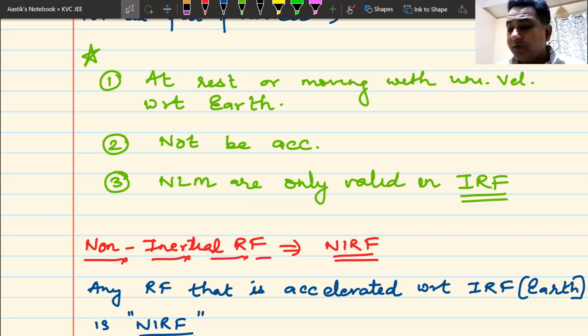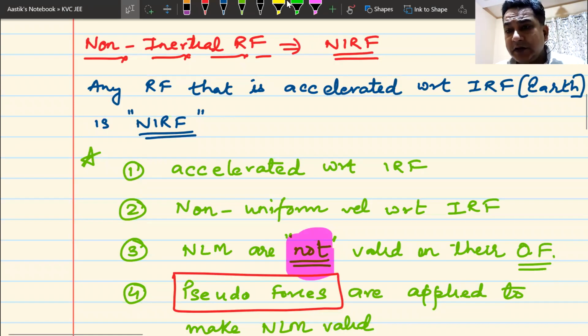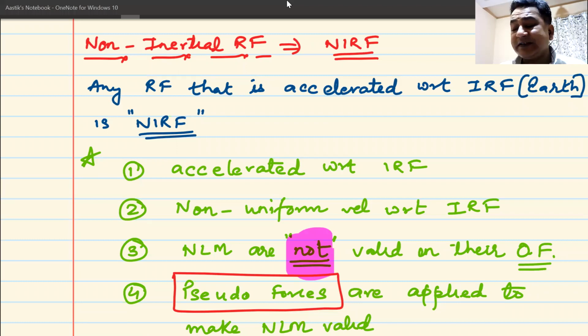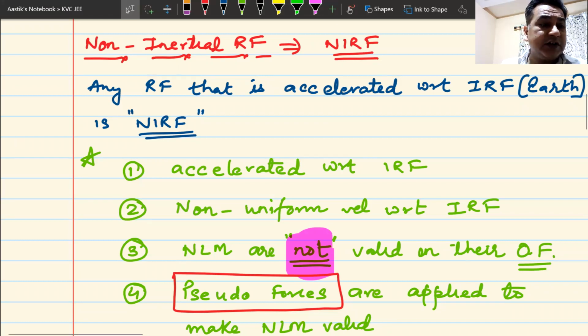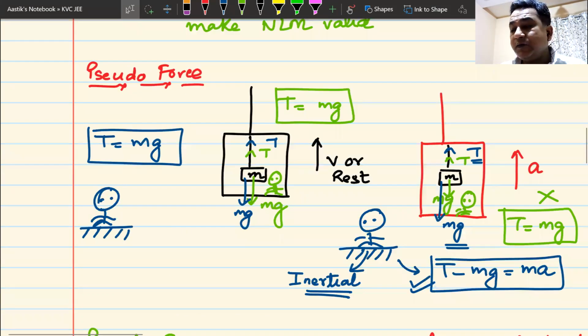If you are in an inertial reference frame, just apply Newton's laws of motion in the original form. No need to apply any pseudo force. But if you are in a non-inertial reference frame, what is a non-inertial reference frame? A non-inertial reference frame is a reference frame which is accelerated with respect to an inertial frame. Newton's laws of motion will not be valid in a non-inertial reference frame. To make them valid, what we need to do? We need to apply pseudo force.